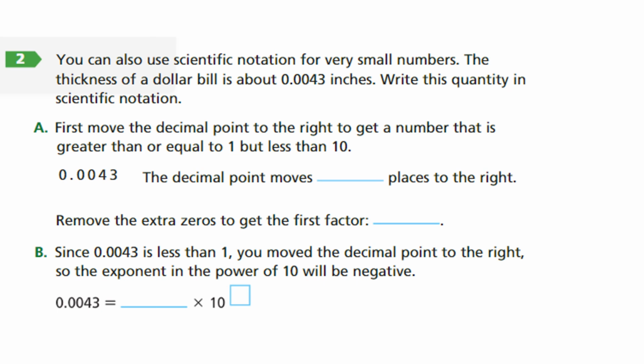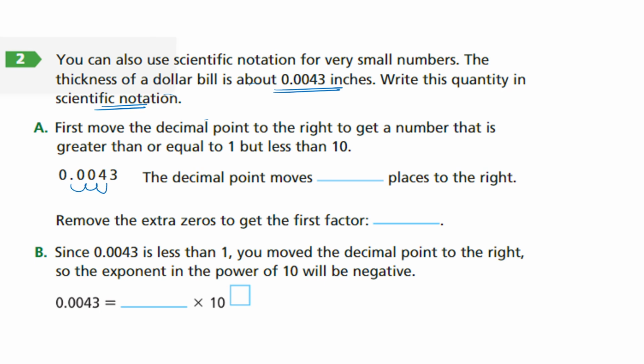Okay, now the question looks so scary, but it is so easy. So I am skipping everything which is not for my use. I will only understand the question which is important for me. You can use the scientific notation to write small numbers. The thickness of a dollar bill is about 0.0043 inches. Write this quantity in scientific notation. So to move the decimal, we have to move until the first digit comes, and the first factor should be between 1 and 10.